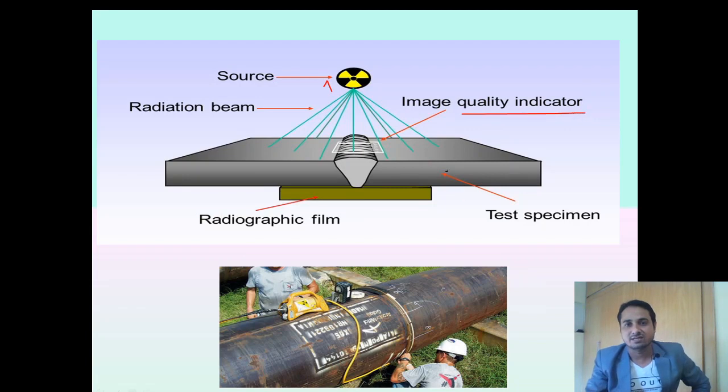Then this is my test specimen, and this is the welding joint which needs to be tested, and on the other side we put the radiography film. That is the basic arrangement we need to make for RT testing. And at the bottom you can see my basic instrument for radiography testing. It is connected with this source and crank.